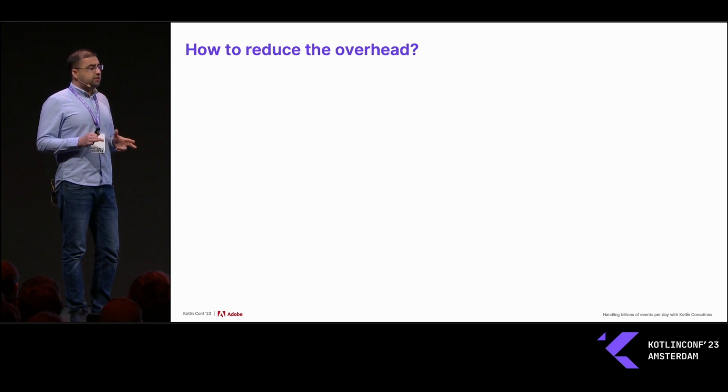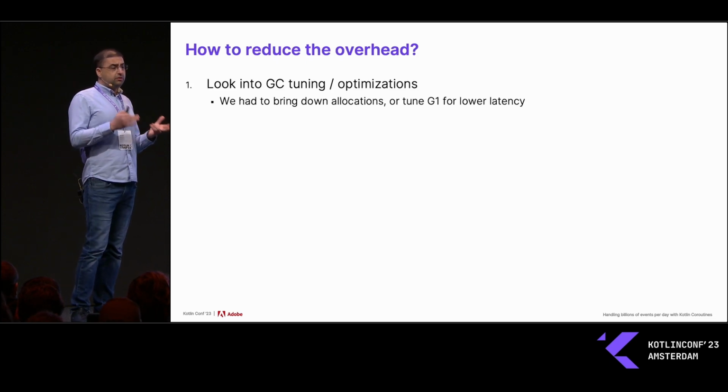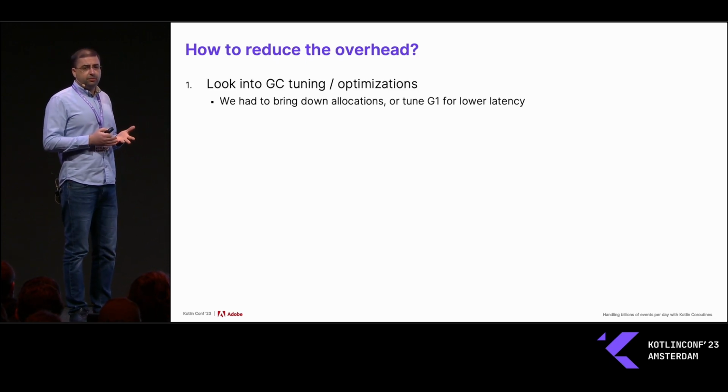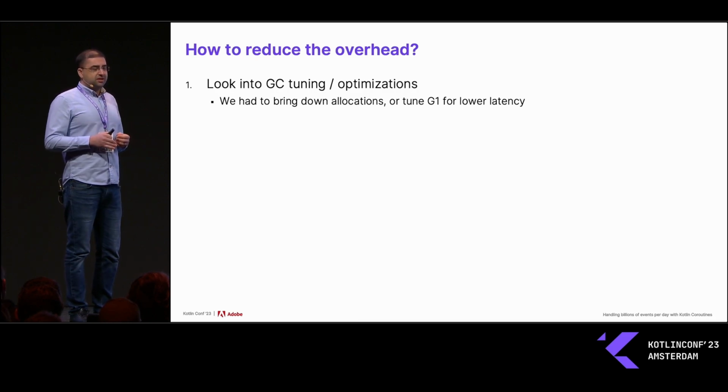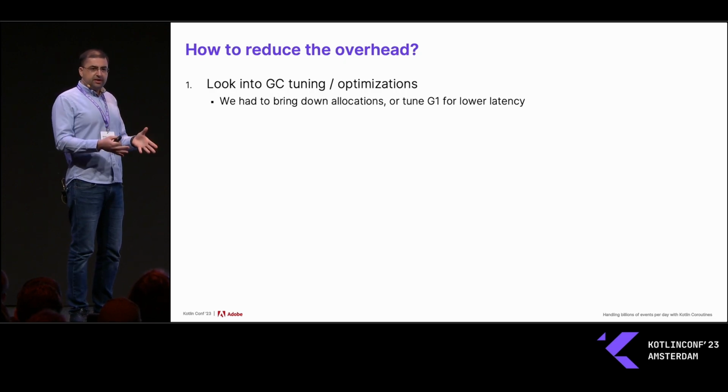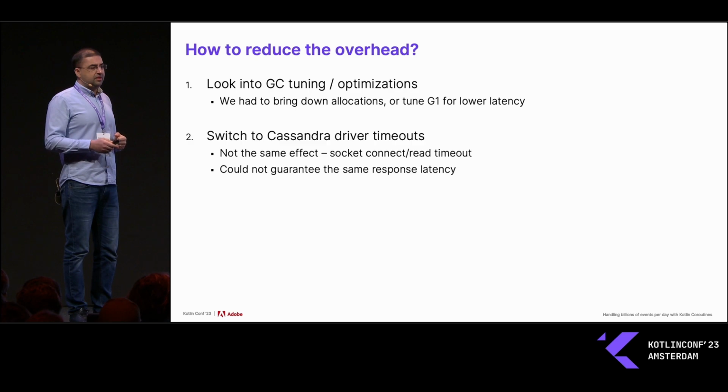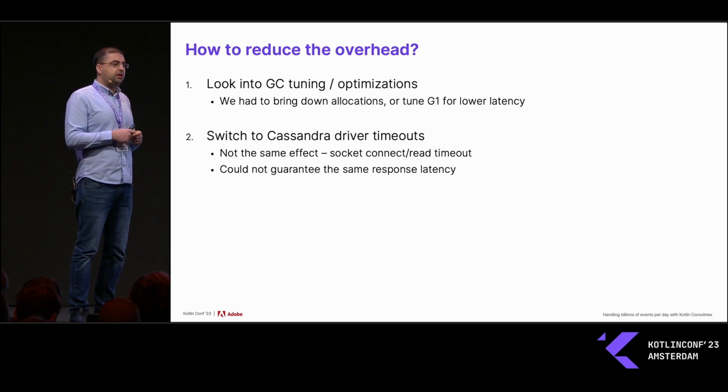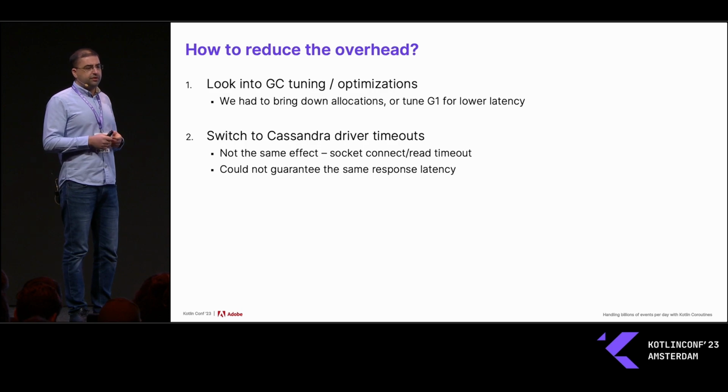So that was quite a blow, but we wanted to see what our options were to reduce the overhead. We could, of course, look into GC tuning at that point, but that's a complex operation and sometimes black magic, and also it's rather looking at the effects and not the root cause of the problem. We also considered switching to Cassandra driver timeouts, since we had a hint that the way we were handling timeouts currently had an effect on performance. But Cassandra driver timeouts are actually socket timeouts, and they were not delivering the same effect, since they were not bounding the overall transaction time.